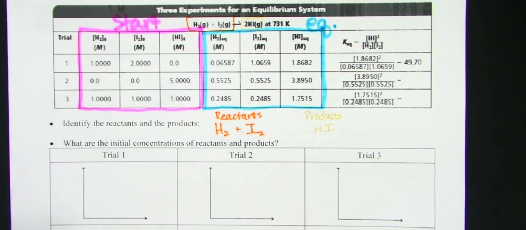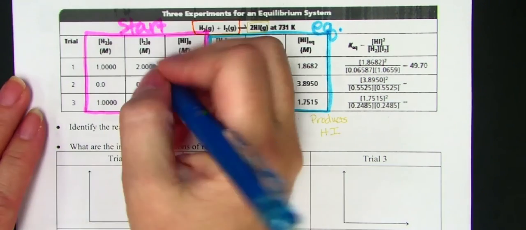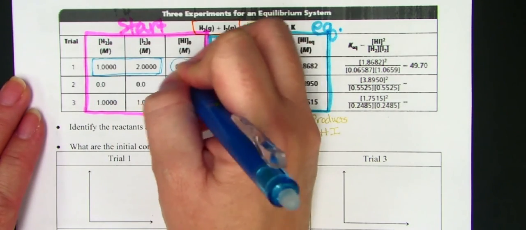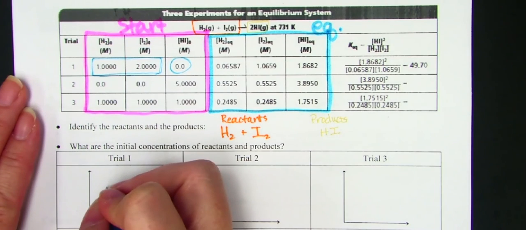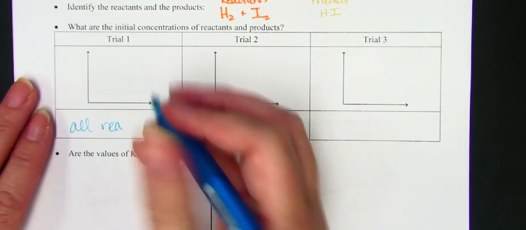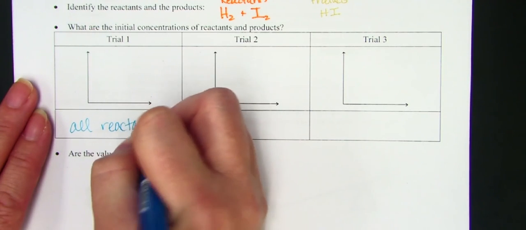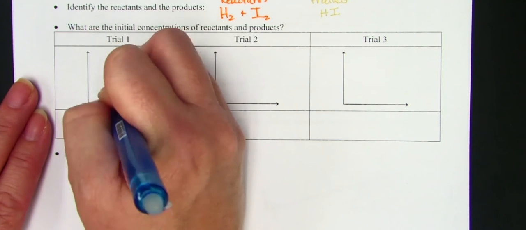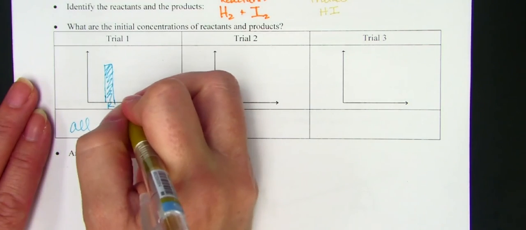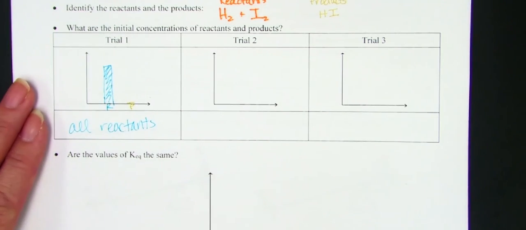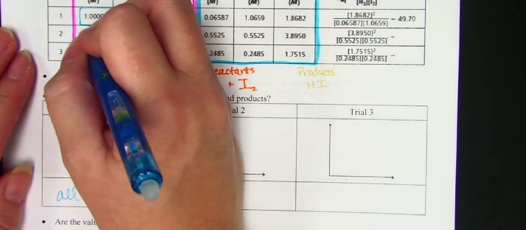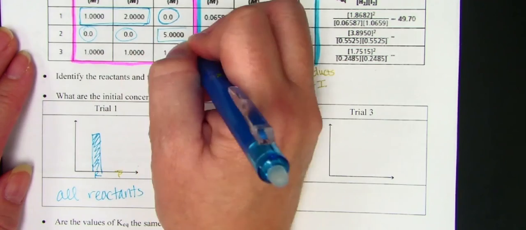For trial 1, we look at these numbers. I have a certain amount of reactants, and I'm starting out with no product. So initially, I have all reactants, and on a graph it might look something like this. I have all reactants and no products. In trial number 2, I have no reactants and I'm starting out with just product.